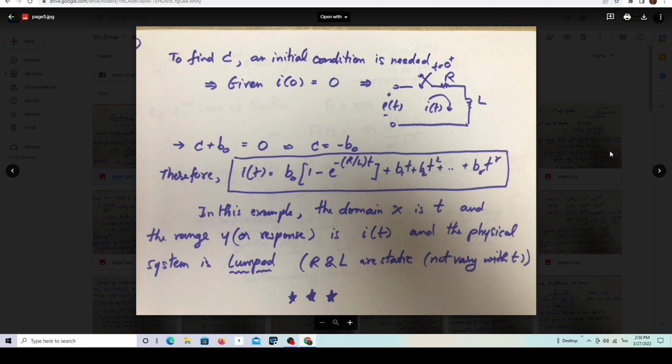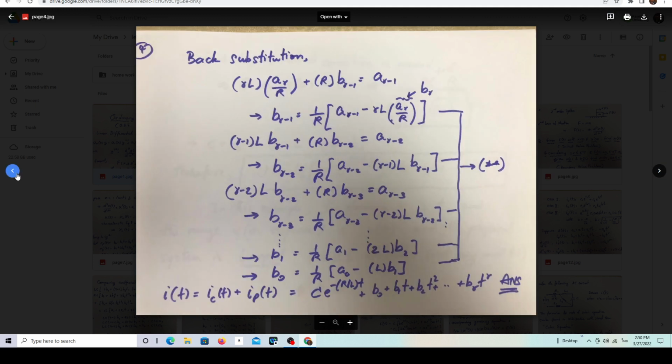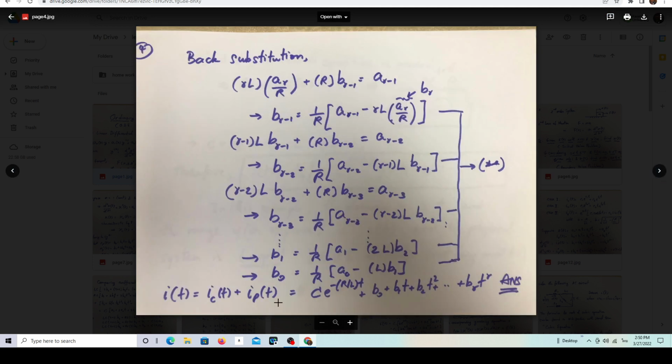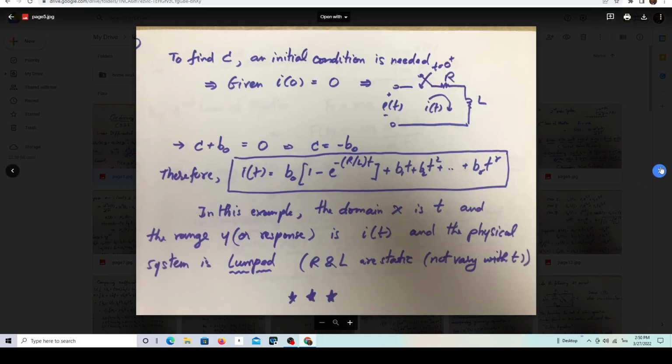And it's not over yet, because let's go back and look at the equation first. Here you already know how to find b sub 0 up to b sub r, but there's still one constant that remains, which is the capital C here. It is equal to i_c(t) plus i_p(t). It's almost finished, but this is in general form, and you need to find what the C value is. The capital C value you can find if you are given the initial condition.